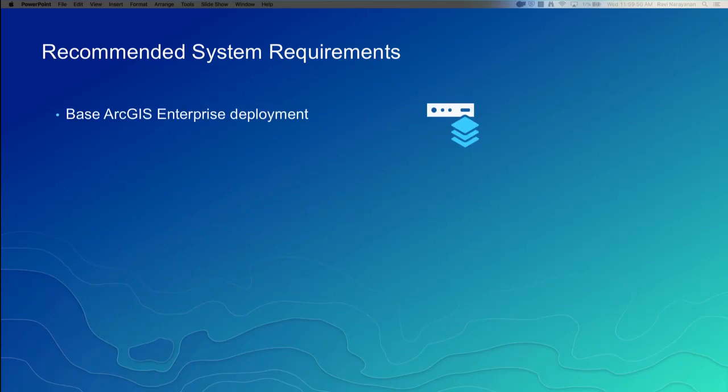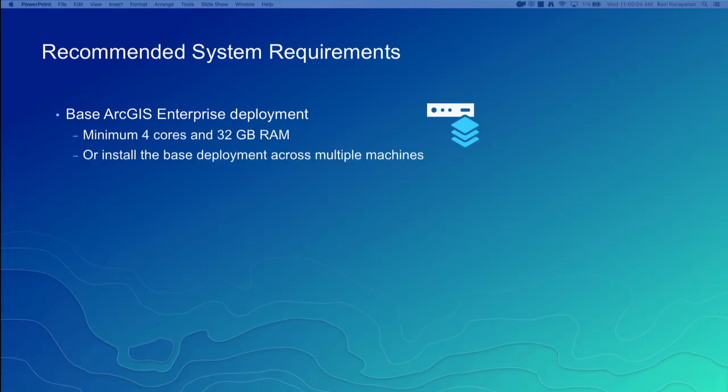So what we saw was the minimum requirement, but what we recommend is this. For the base enterprise deployment, minimum of 4 cores and 32 GB of RAM. You can also install multiple machines for your hosting server instead of having a single hosting server on a single machine.